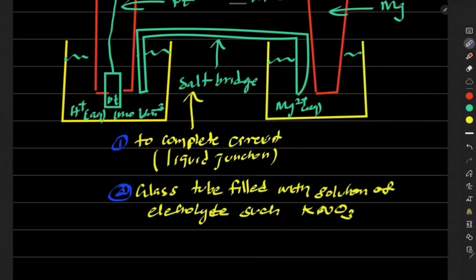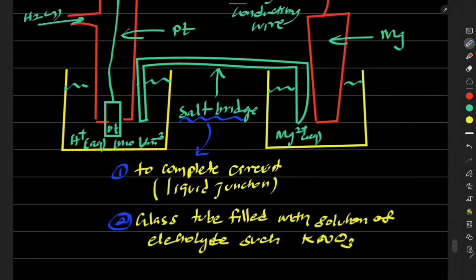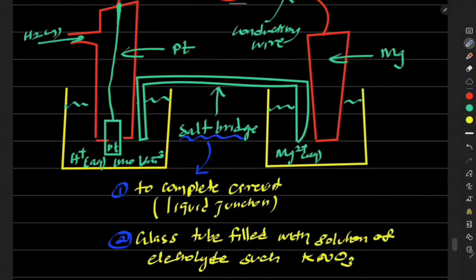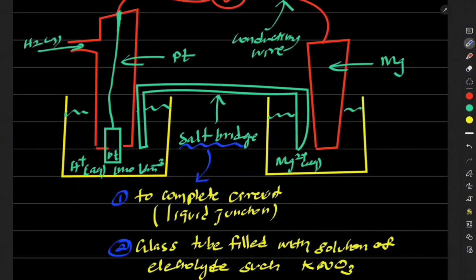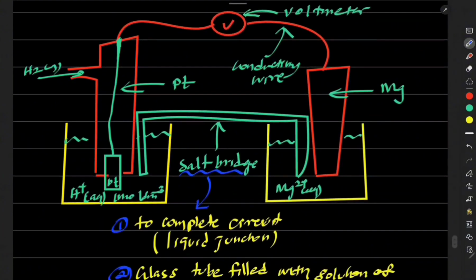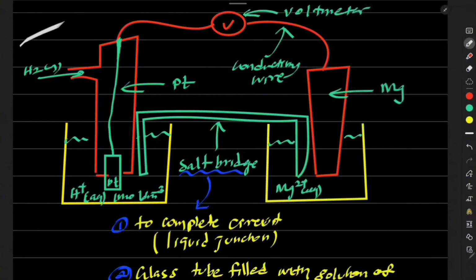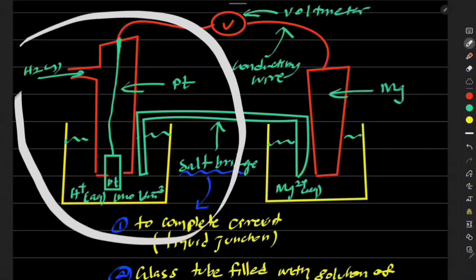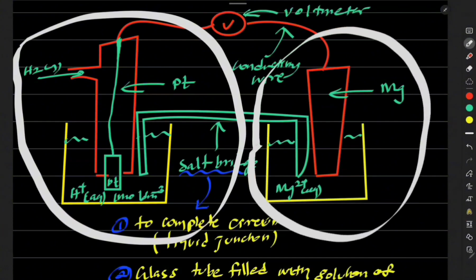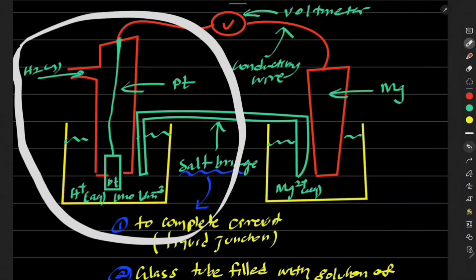One and two, these are the ends of the salt bridge. And each side of the electrodes is called a half cell. Okay, I'll show which is the half cell. If we consider this, this is a half cell. And this one is also a half cell.